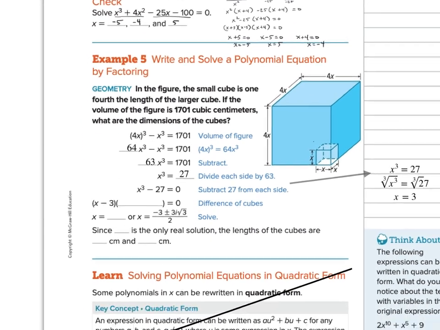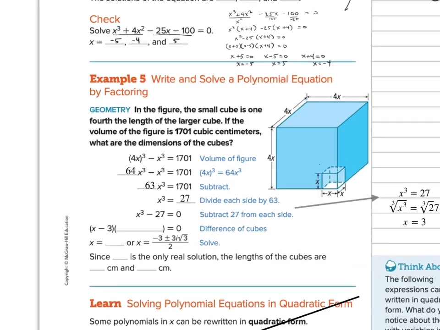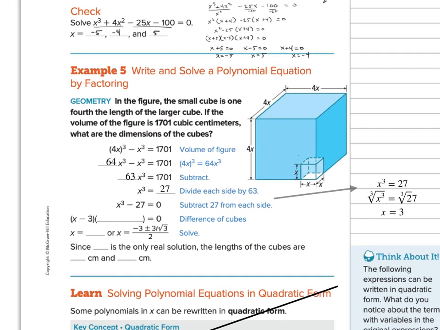Now here, doing a little bit of wordsmithing. They wouldn't be the same if we didn't have a word problem. The figure, a small cube, is 1/4 the length of the larger cube. If the volume of the figure is 1,701 cubic meters, 1701, that was the number on the Enterprise, what are the dimensions of the cubes?